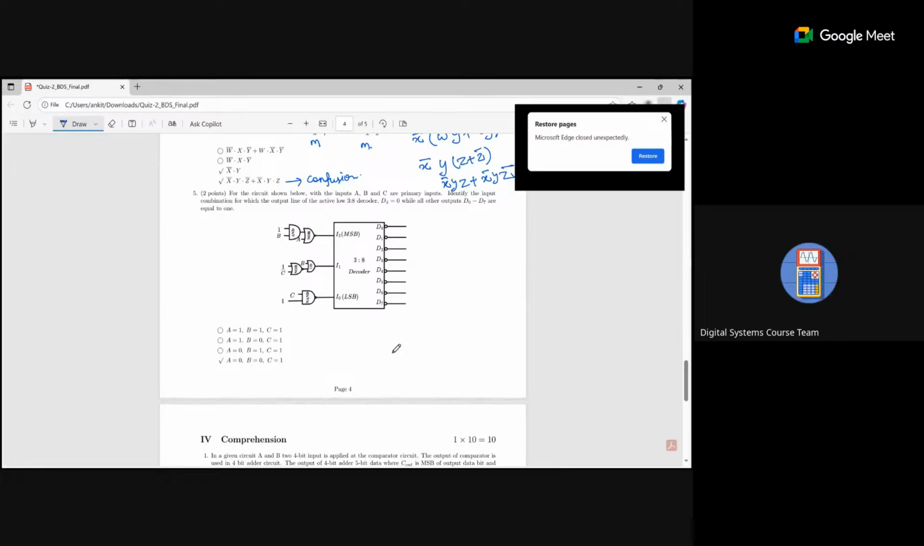For the circuit shown below with the inputs A, B, C as primary inputs, identify the input combination for which the output line of the active decoder D4 is 0, while the other outputs D0 to D7 are equal to 1. So basically it says that D4 is 0. When D4 is 0, we apply 1 0 0. If it is 0, that means 1 dot C bar is equal to 0.